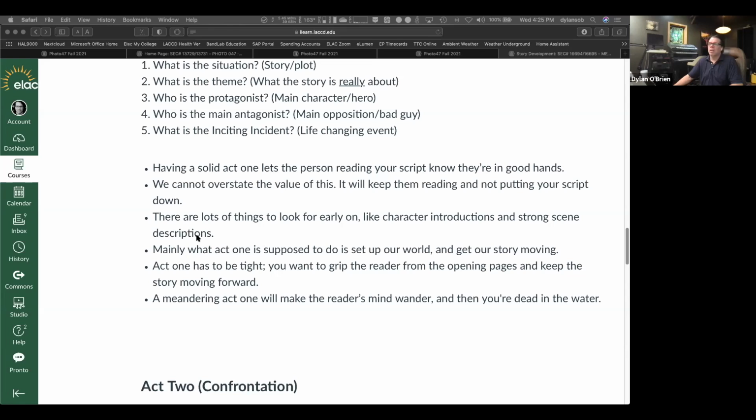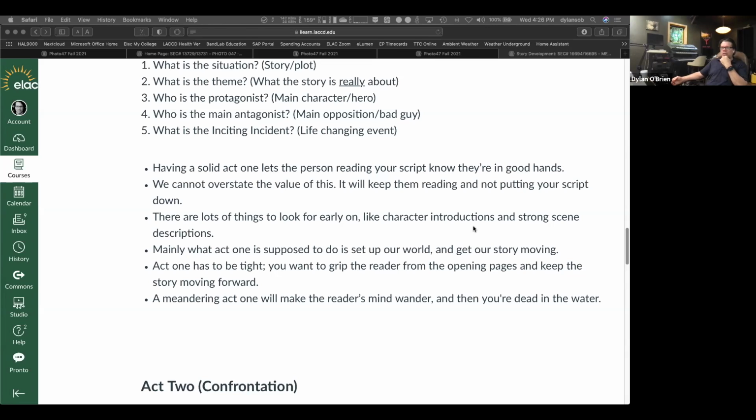So what this first act is really supposed to do is set up the world and get the story moving. You need to really describe the world that you're in, whether it's some sci-fi futuristic place, some place in the contemporary world, or maybe a World War II environment. Whatever it is, your audience needs to feel like they're in it and involved and encapsulated by it. That's what the first act is about.